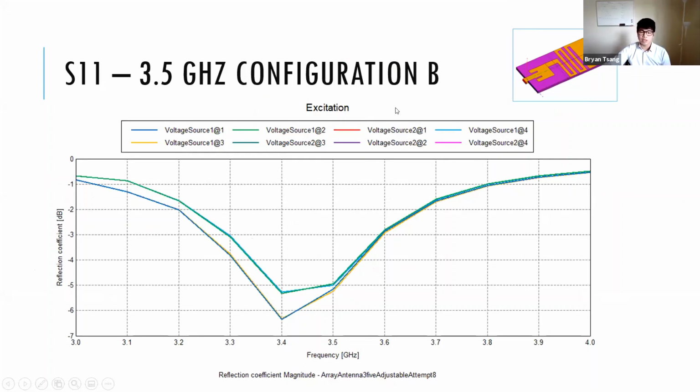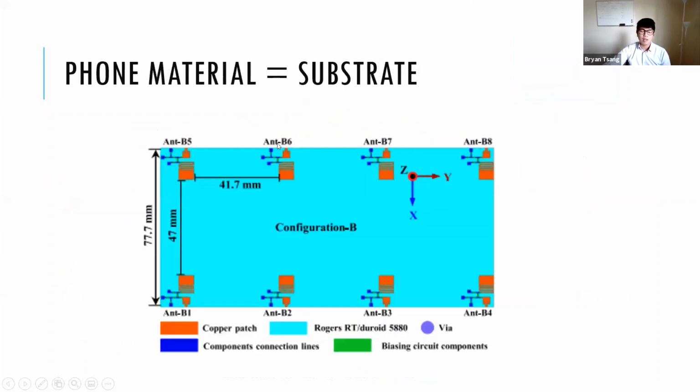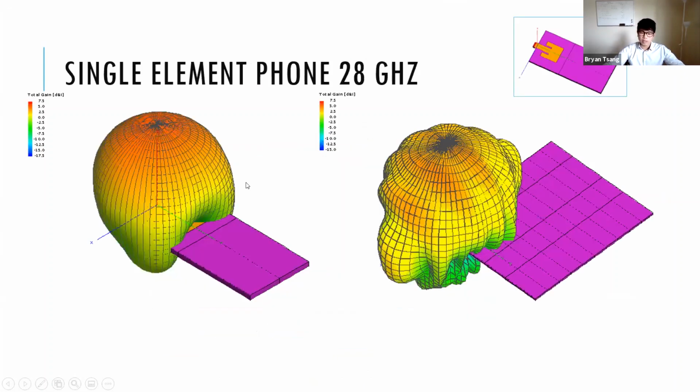For configuration B, this was pretty similar to the single element. The last thing I did was the phone material. In the paper, they used the phone material as the substrate. So I just did this chunk of area with the antenna to see if there is any impact on the results of the radiation. This is what I originally did of a single element, and this is with the additional substrate. So the radiation pattern changes, but not too much difference in total gain, I guess.